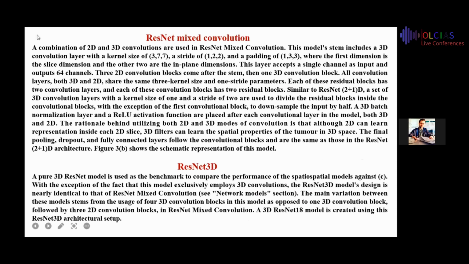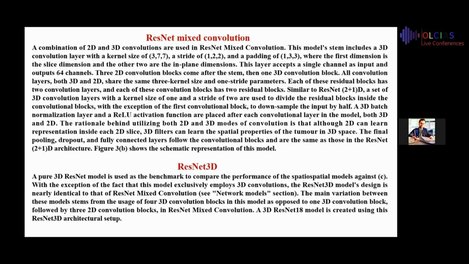So now moving to ResNet Mixed Convolution. A combination of 2D and 3D convolutions are used in ResNet Mixed Convolution. This model stem includes the 3D convolution layer with a kernel size of 3x7x7, a stride of 1x2x2, and a padding of 1x3x3, where the first dimension is the slice dimension and the other 2 are in-plane dimensions, the same as the first one. This layer accepts a single channel as input and outputs 64 channels.